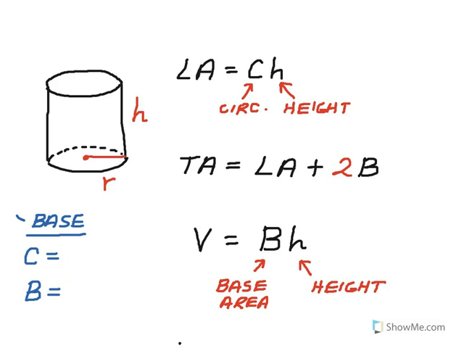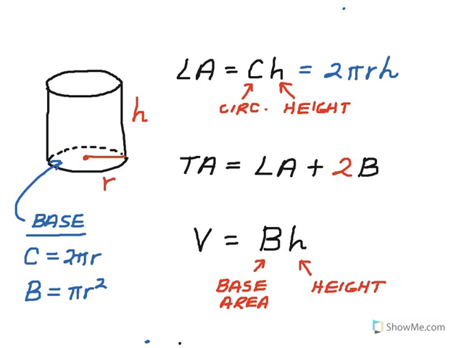So if we look at the base circumference of a cylinder, the circle at the bottom, the circumference is 2 times pi times the radius, and the area of the base, capital B in these formulas, is pi times the radius squared. So the lateral area is equal to the circumference, the distance around the base, times the height, or 2 pi r times h. The total area, because there are two bases, is equal to the lateral area plus two base areas. And the base area is pi r squared.